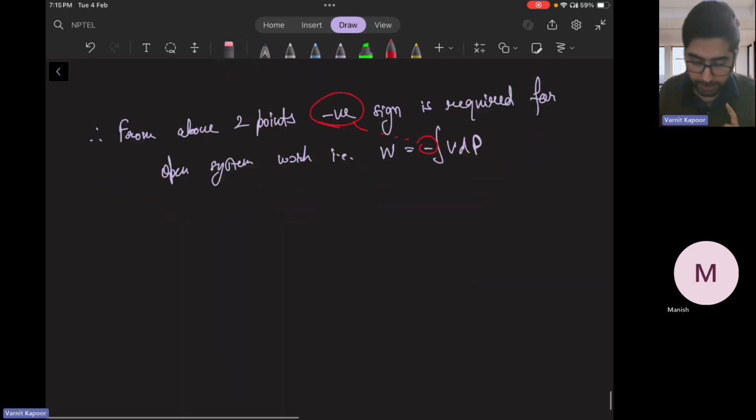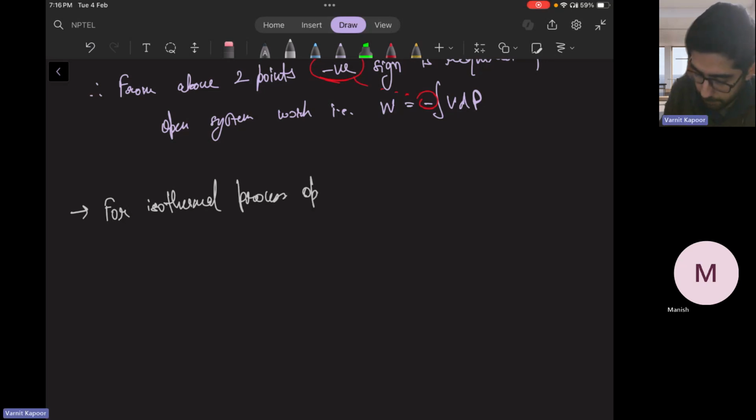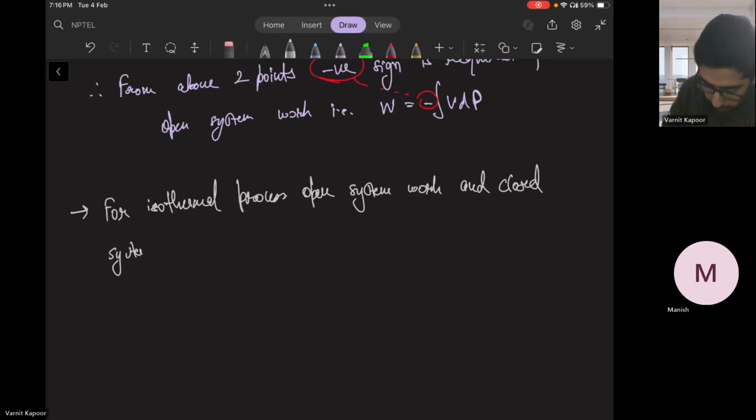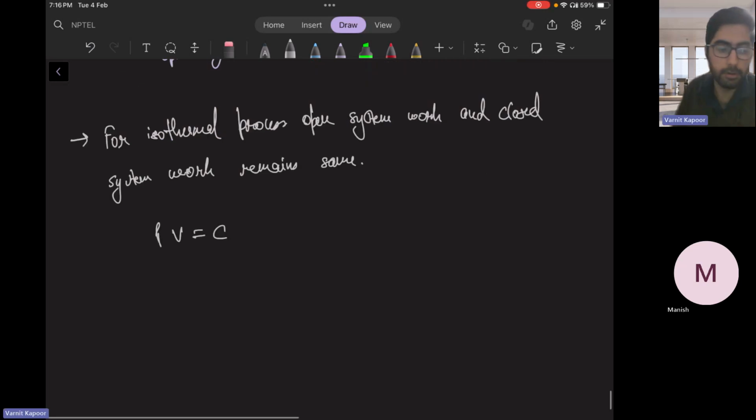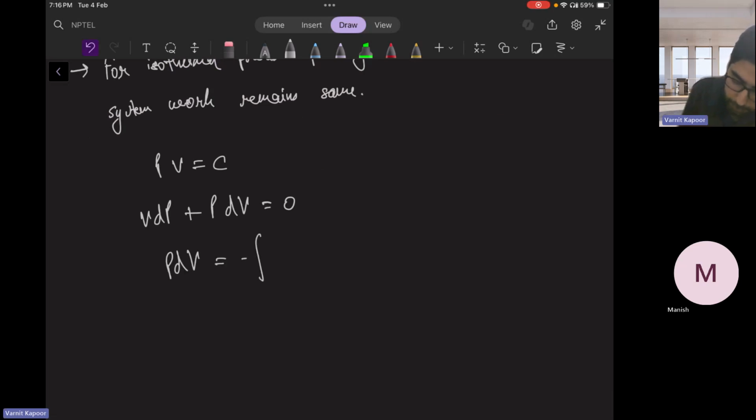Another point is that for isothermal process, open system work and closed system work remain the same. We'll prove it. Since isothermal process follows PV equal to constant, differentiate it, you will get VdP plus PdV equal to 0. So PdV is negative of VdP if you transpose it over to the right hand side. Now integrate both the sides.